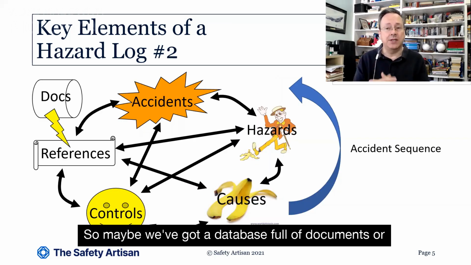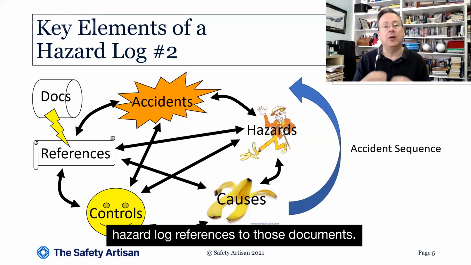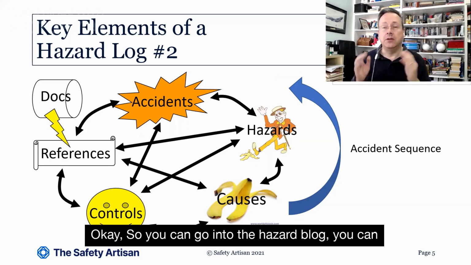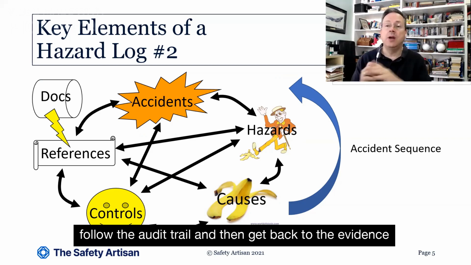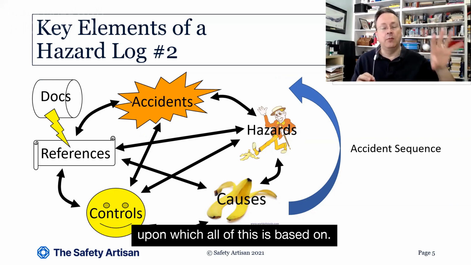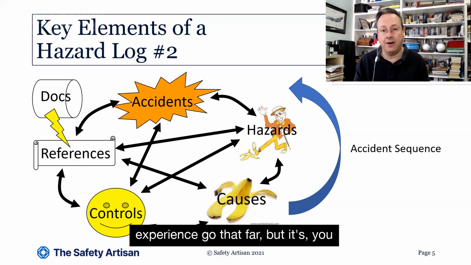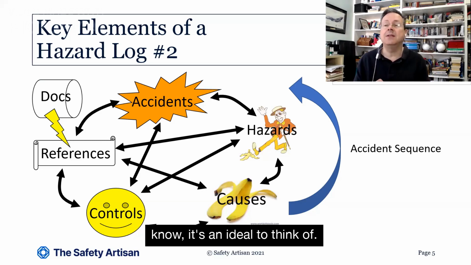So maybe we've got a database full of documents, or maybe we've got physical documents, or a mixture of the two. The hazard log references those documents. Okay, so you can go into the hazard log, you can follow the audit trail, and then get back to the evidence upon which all of this is based. So not all, in fact, the minority of hazard logs in my experience go that far, but it's an ideal to think of.